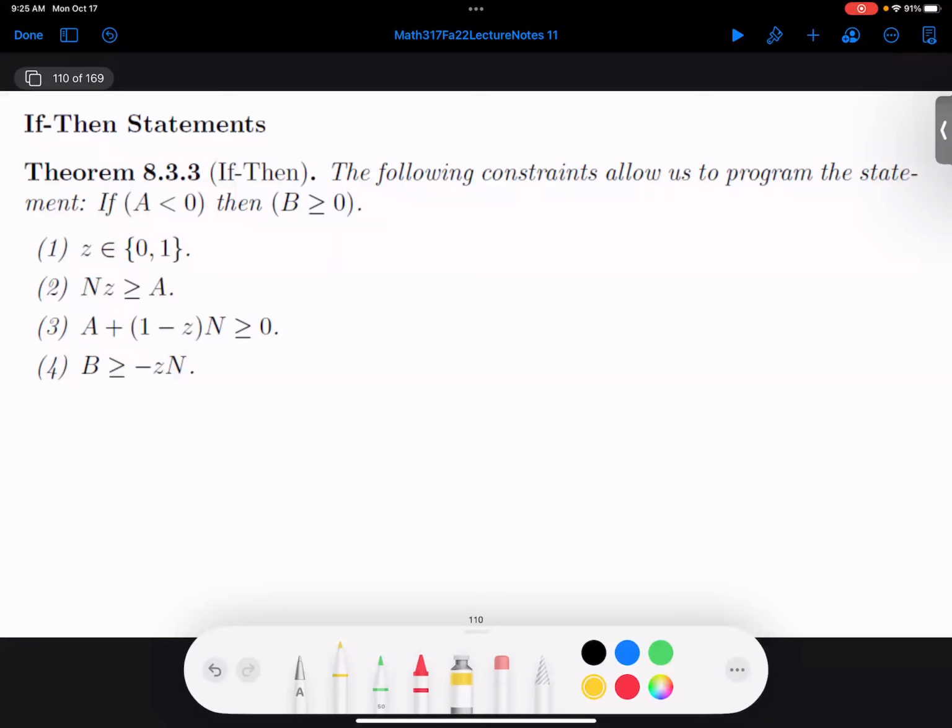So again, I have Z is in {0, 1}. All of these binary integer variables start off by a condition that says whatever you're looking at is either 0 or 1. So you always have to have that. Then we have 3 other ones. We have nz is greater than or equal to a. We have a plus 1 minus z times n is greater than or equal to 0. And then we have b is greater than or equal to negative z times n.